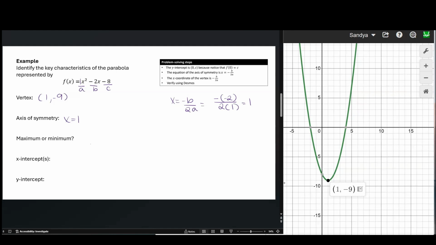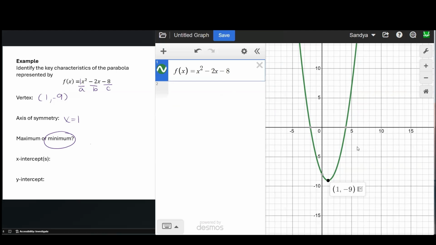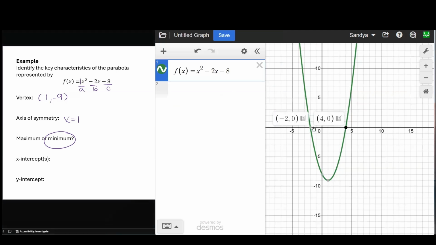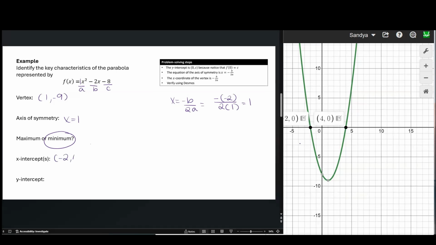So this parabola opens up because remember a is greater than 0, so that means my parabola opens up. So this vertex is going to be a minimum value. The x-intercepts are found by just clicking on those 2 points where the graph crosses the x-axis. So they're going to be -2, 0 and 4, 0.